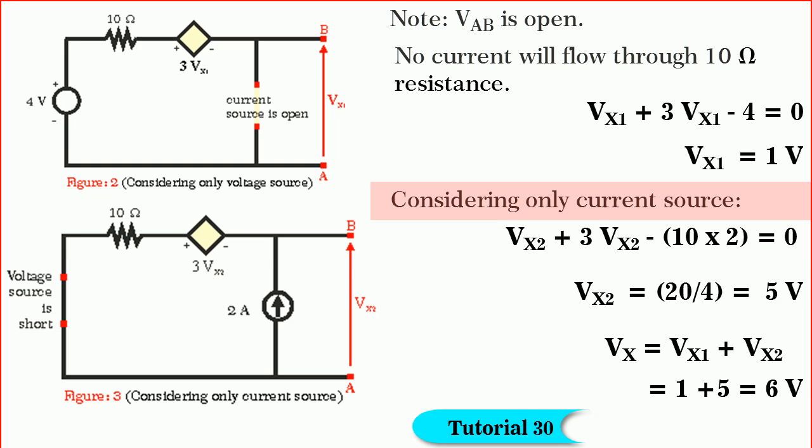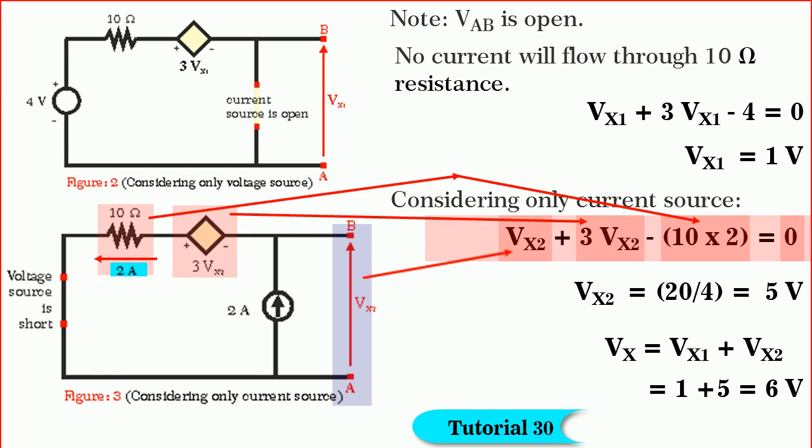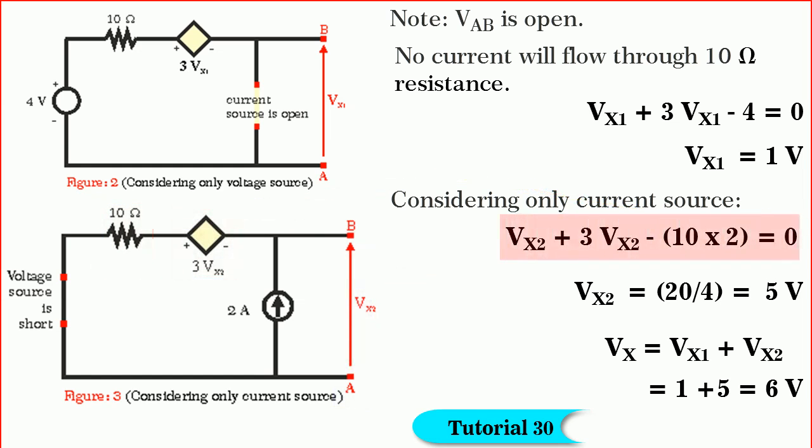Therefore, in view of the above observations, by writing the Kirchhoff's voltage equation for the circuit, we get Vx2 plus 3Vx2 minus 10 into 2 is equal to 0. By solving, we get Vx2 is equal to 5 volts.